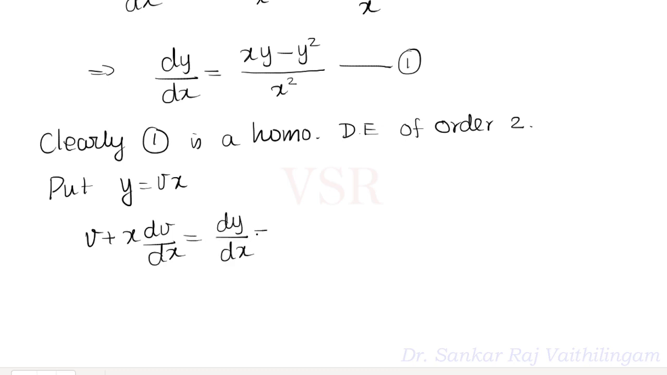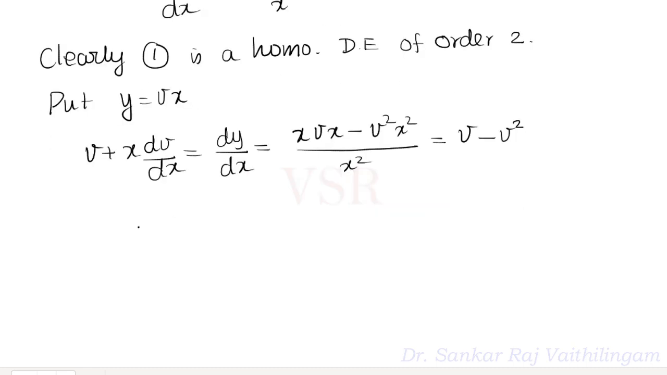which is equal to யாரு இங்க உள்ள x மட்டும் போயிடும். அப்போ x into vx minus v square x square divided by x square. அப்போ which is equal to v x square இங்க உள்ள x square காமன் எடுத்துக்கோங்க. இந்த x square அடிபடுக்கும். அப்போ v minus v square. ப்ராப்ளம் ரொம்ப சிம்பிளாவே முடிஞ்சிட்டு. So this implies that v plus x dv by dx which is equal to v minus v square. இப்போ இந்த vயும் cancel ஆயிடும்.